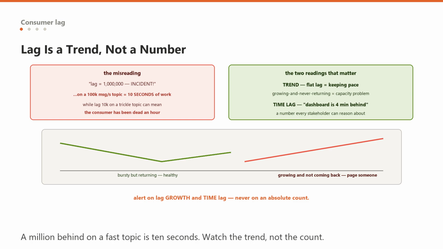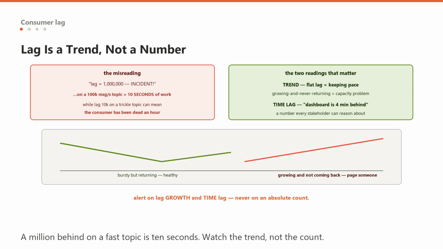Flat lag, even a large flat lag, means you are keeping pace. Growing lag that never comes back down means consumption is slower than production, and no amount of waiting will fix it. That is a capacity problem, and it needs either faster processing per record, more consumer instances up to the partition count from concept 5, or a hard look at what the processing loop is doing per message.